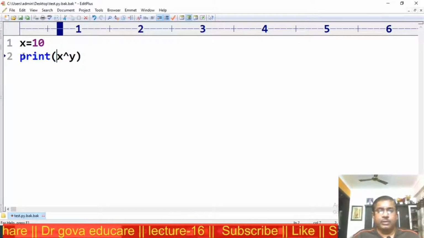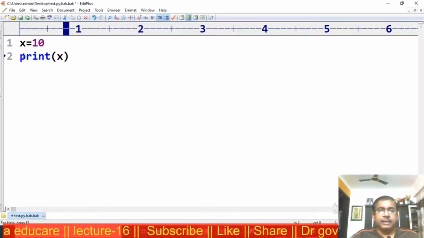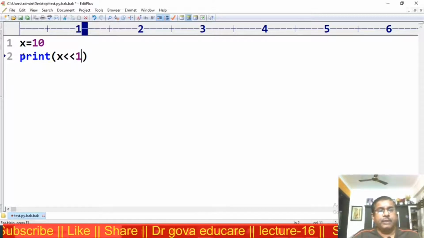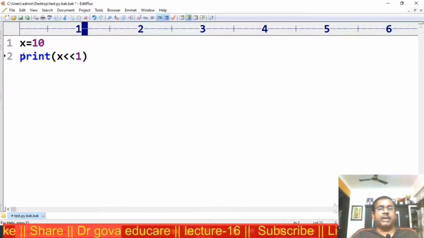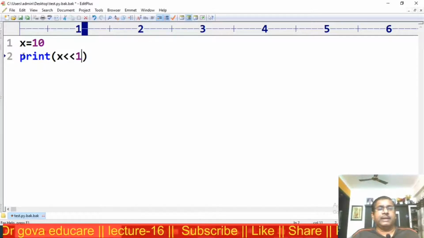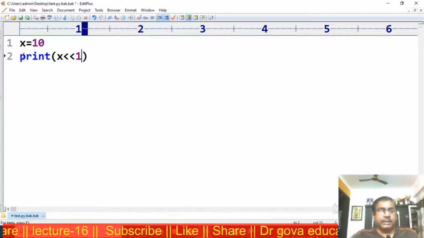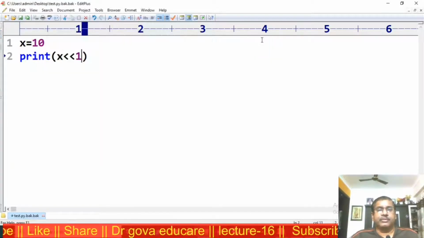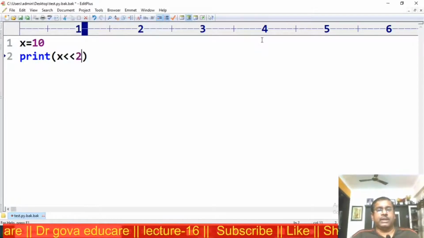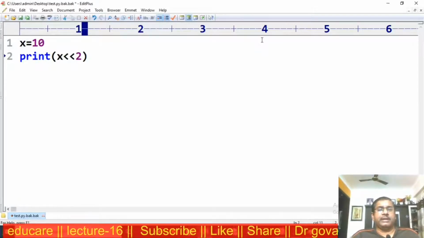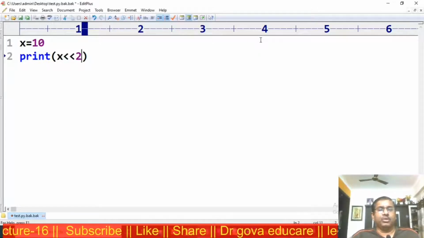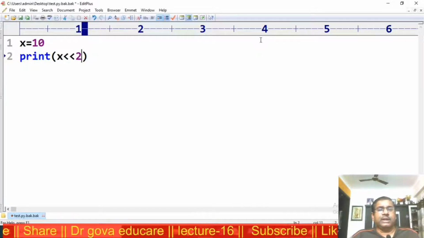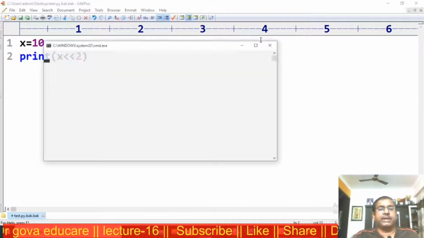X is equal to 10. X left shift of 1 is multiplied by 2 power 1. 10 into 2 power 1, the result is 20. I am shifting 2 bits to the left. The number x is multiplied by 2 square, that is 10 into 2 square, which is 10 into 4, the result is 40.